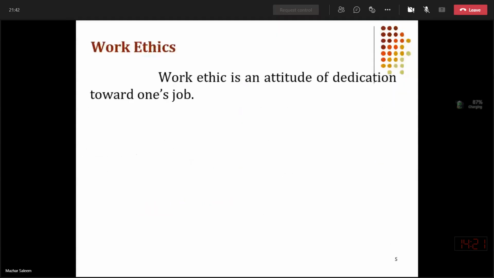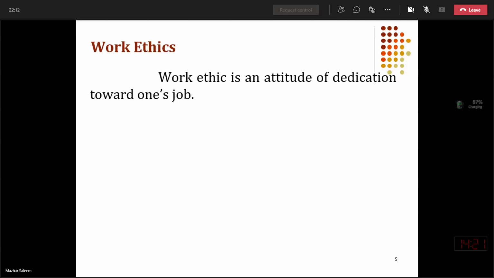All right. So work ethic is an attitude of dedication towards one's job. There are several ways of defining work ethics because it's a kind of general thing. But one definition is that when you work dedicatedly on your job, we say that you have a strong work ethic. If you do not work with dedication or determination or hard work, or you do not work professionally, we say you have a poor work ethic.